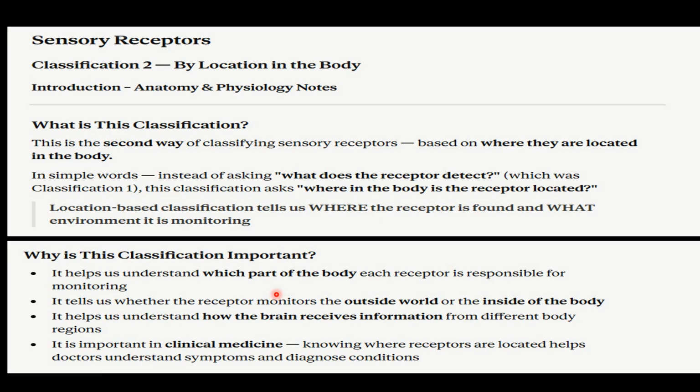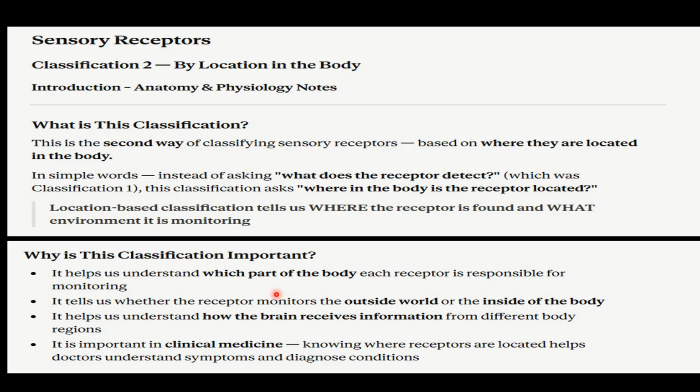Next, it is important in clinical medicine. Knowing where receptors are located helps doctors and professionals understand symptoms and diagnose the condition. If you really know about the locations specifically, then it is very easy for doctors and medical experts to identify and understand the symptoms, and then to diagnose the condition as per the need.